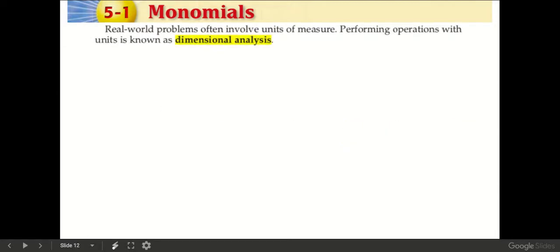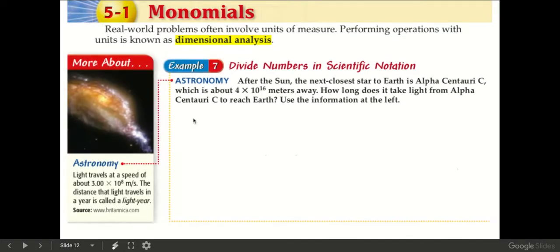So real-world problems often involve units of measure. Performing operations with units is known as dimensional analysis. So here's an example of a real-world problem. It says light travels at the speed of about 3 times 10 to the 8th power meters per second. The distance that light travels in a year is called a light year. So in this problem, it says after the sun, the next closest star to Earth is Alpha Centauri C, which is about 4 times 10 to the 16th power meters away. So the question is, how long does it take light from Alpha Centauri C to reach Earth? Use the information to the left.